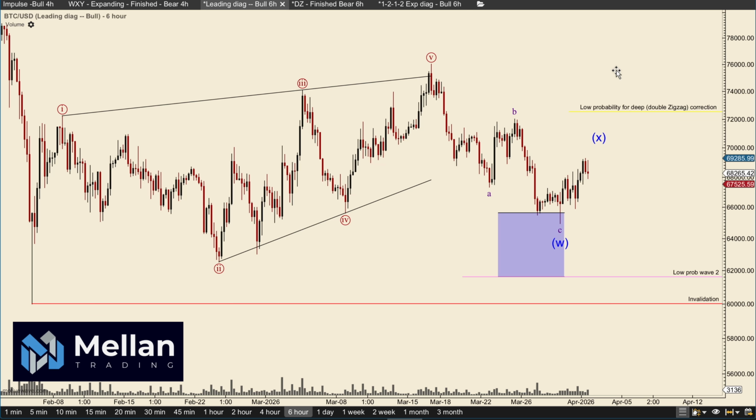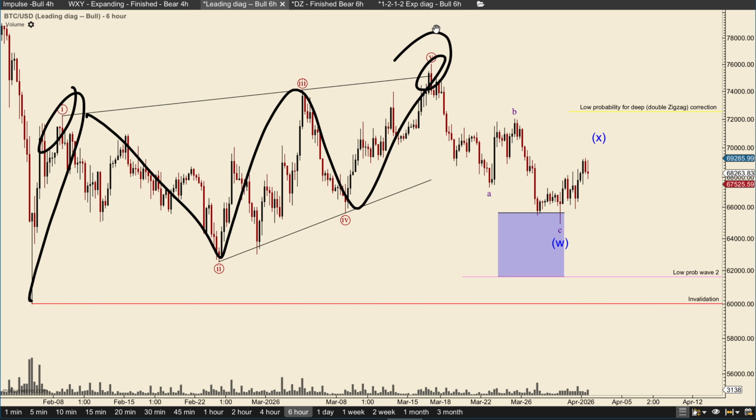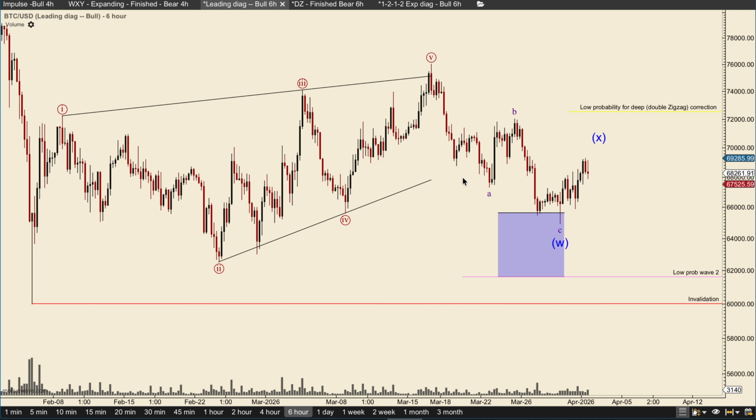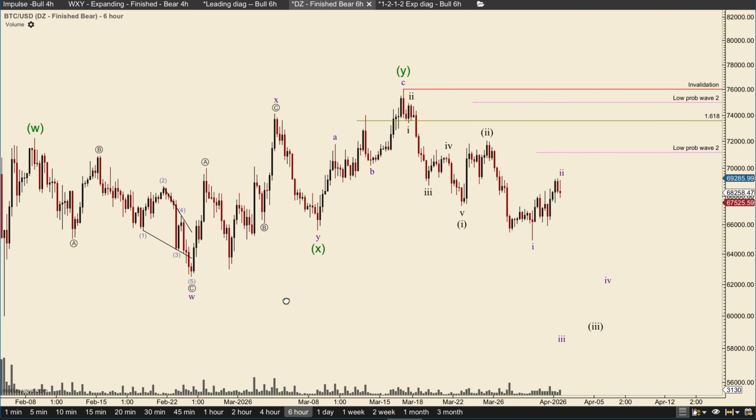Hello, Bitcoin is still consolidating and I am currently tracking two different scenarios, one bullish and one bearish. So the bullish scenario is as follows: wave 1, 2, 3, 4, 5 in a leading contracting diagonal for a wave 1, and then ABC, W, X, Y, wave 2, and then 3, 4, 5 and so on, looking for way higher prices. And the bearish scenario is this.